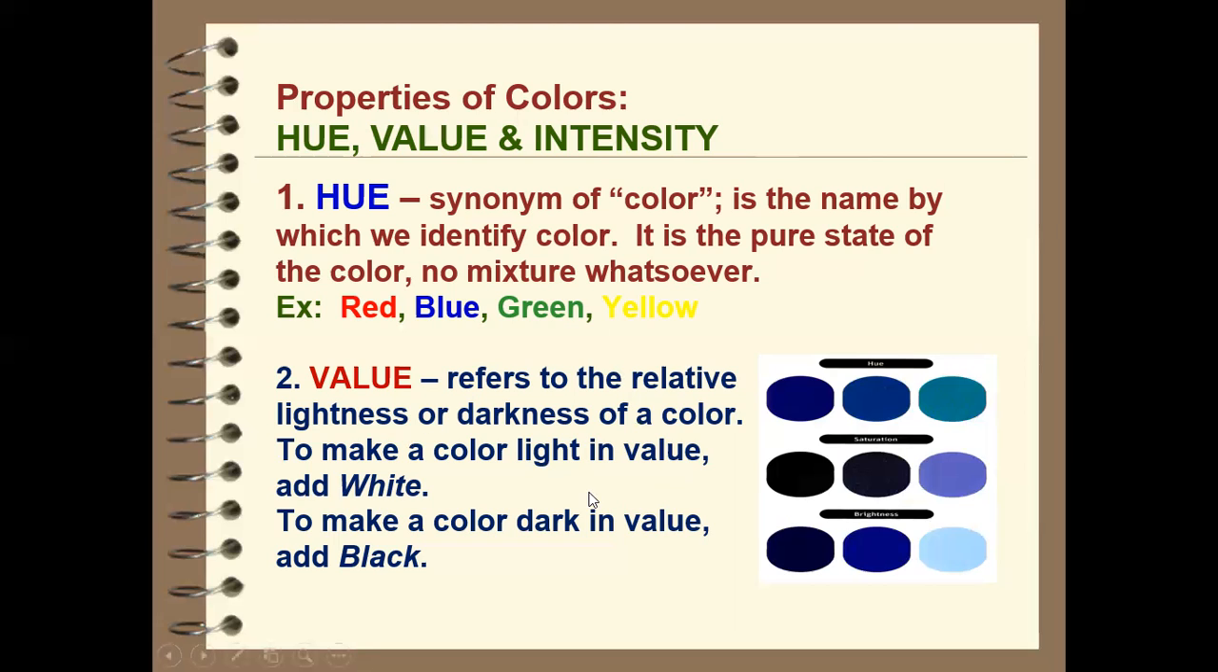Okay. So value refers to the relative lightness or darkness of a color. So to make a color light in value, we add white. Okay. To make a color dark in value, we add black. Okay. Again, if you want to lighten blue, you add white. So you get a powder blue or baby blue. Okay. But when you want to make the blue darker, you add black and you get navy blue or midnight blue. Okay.